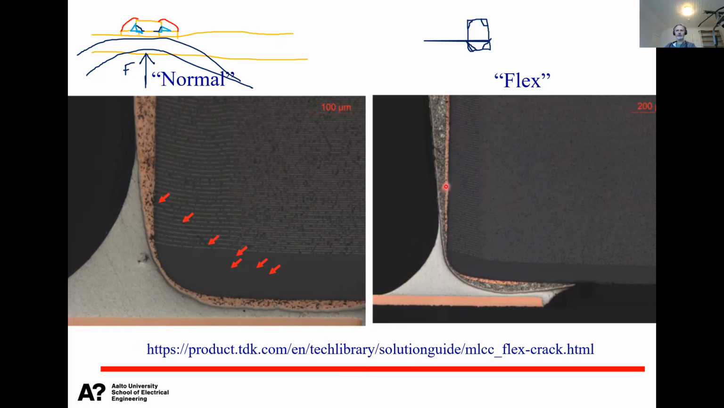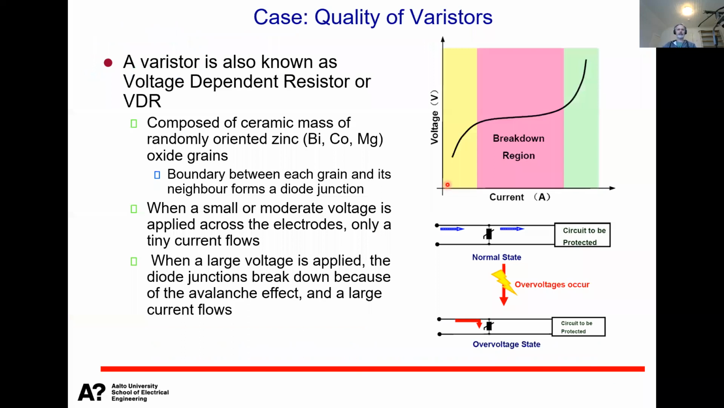Then the final case example for today. We have 10 minutes, so let's finalize with this one. This is a case for varistors, so basically a voltage dependent resistor. You are better familiar than I am with the functionality of this kind of protected circuit, but basically the idea of a varistor is to protect your circuit from overvoltages.